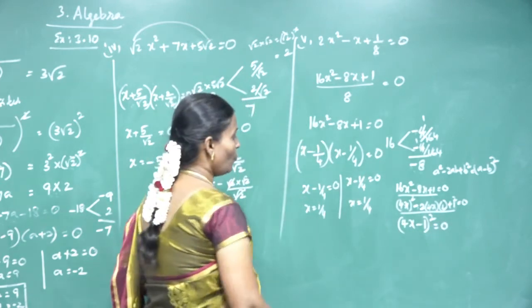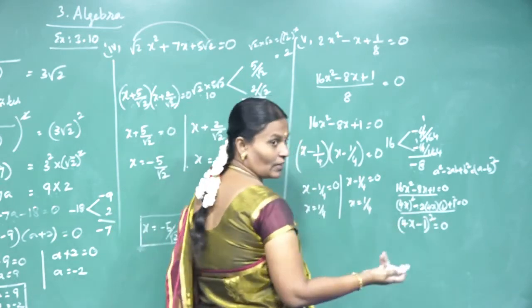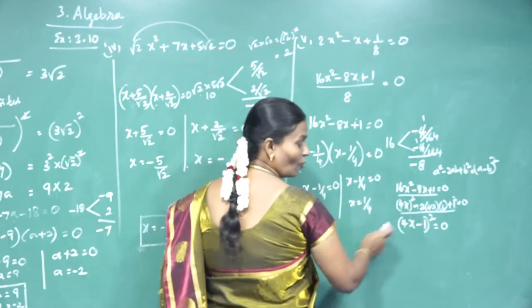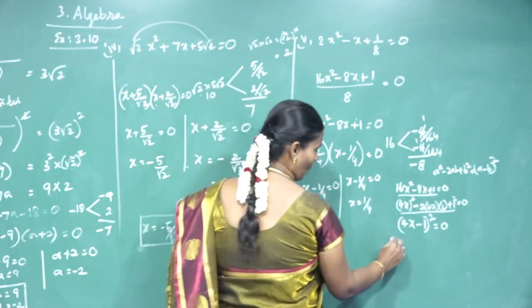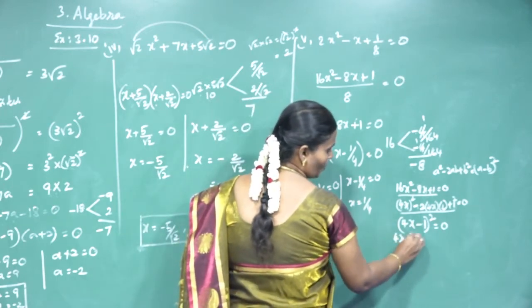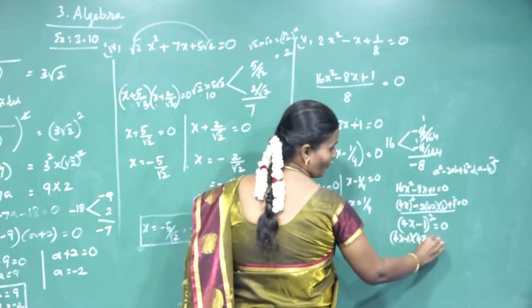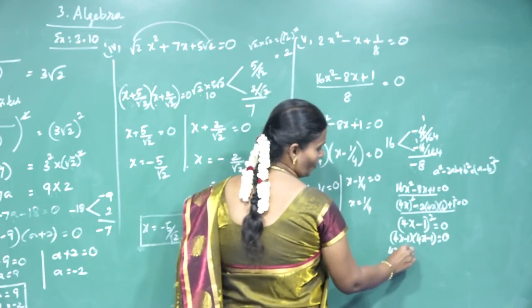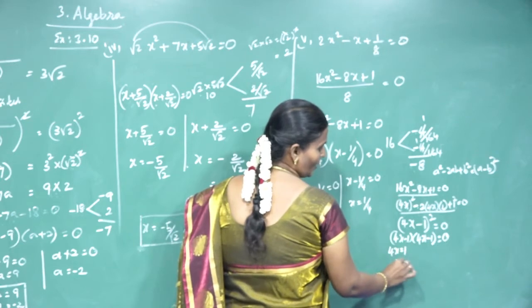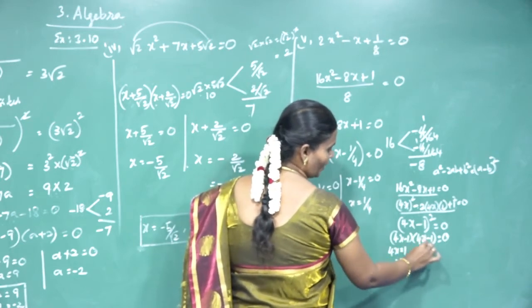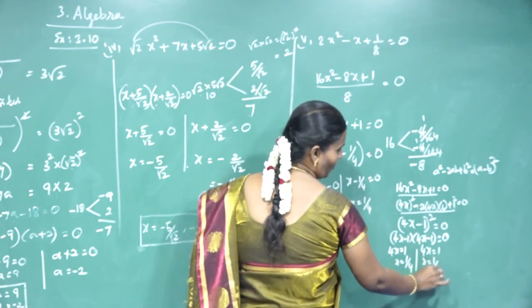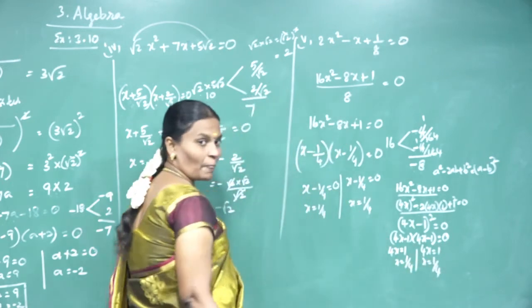Understand, children? So 4x minus 1 the whole square means 4x minus 1 times 4x minus 1 equal to 0. So 4x is equal to 1, so x is equal to 1 by 4. Same like that here also, 4x is equal to 1 and x is equal to 1 by 4. See, the same solution.